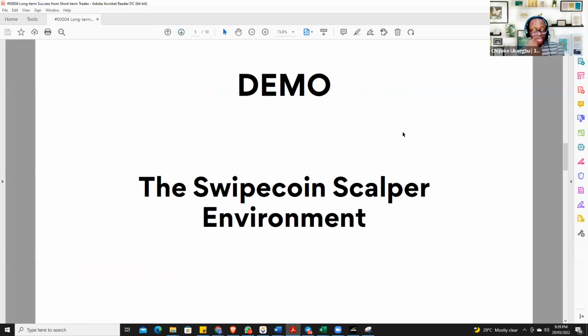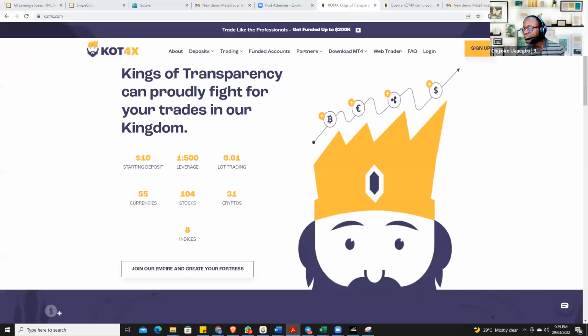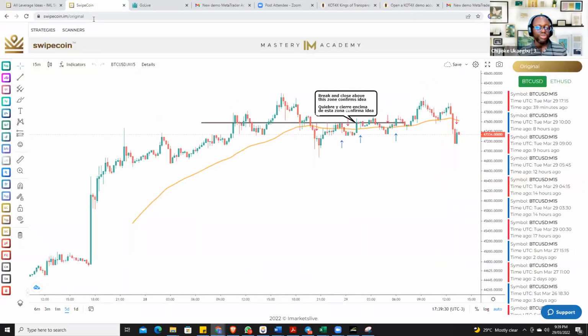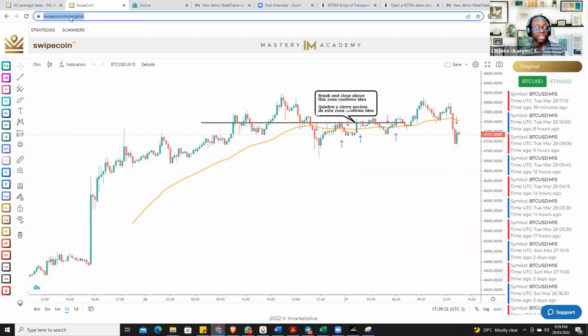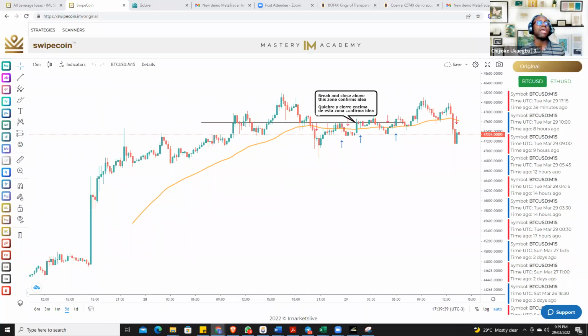All right. Now, having gotten through the introduction, you're rightfully asking at this time, what does the Swipecoin Scalper environment look like? For those of you who haven't used it before, this is where the fun begins. I will show you what the Swipecoin Scalper looks like. How do you access the Swipecoin Scalper? You access it using this link that I put in the chat.